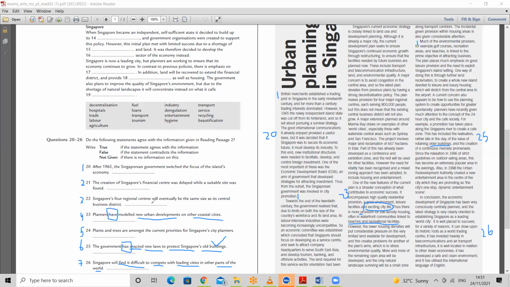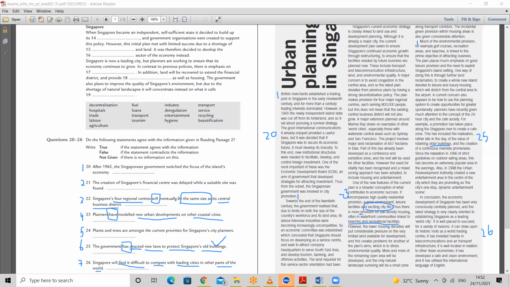Now let's convert this statement into the question first. Since the statement has the auxiliary verb will, it's future tense. So it should be like, will Singapore's 4 regional centers eventually be the same size as its central business district? Now let's look at the keywords. We're talking about the 4 regional centers. What we're talking about is a comparison of 4 regional centers with the central business district. And the comparison is same size. Okay.